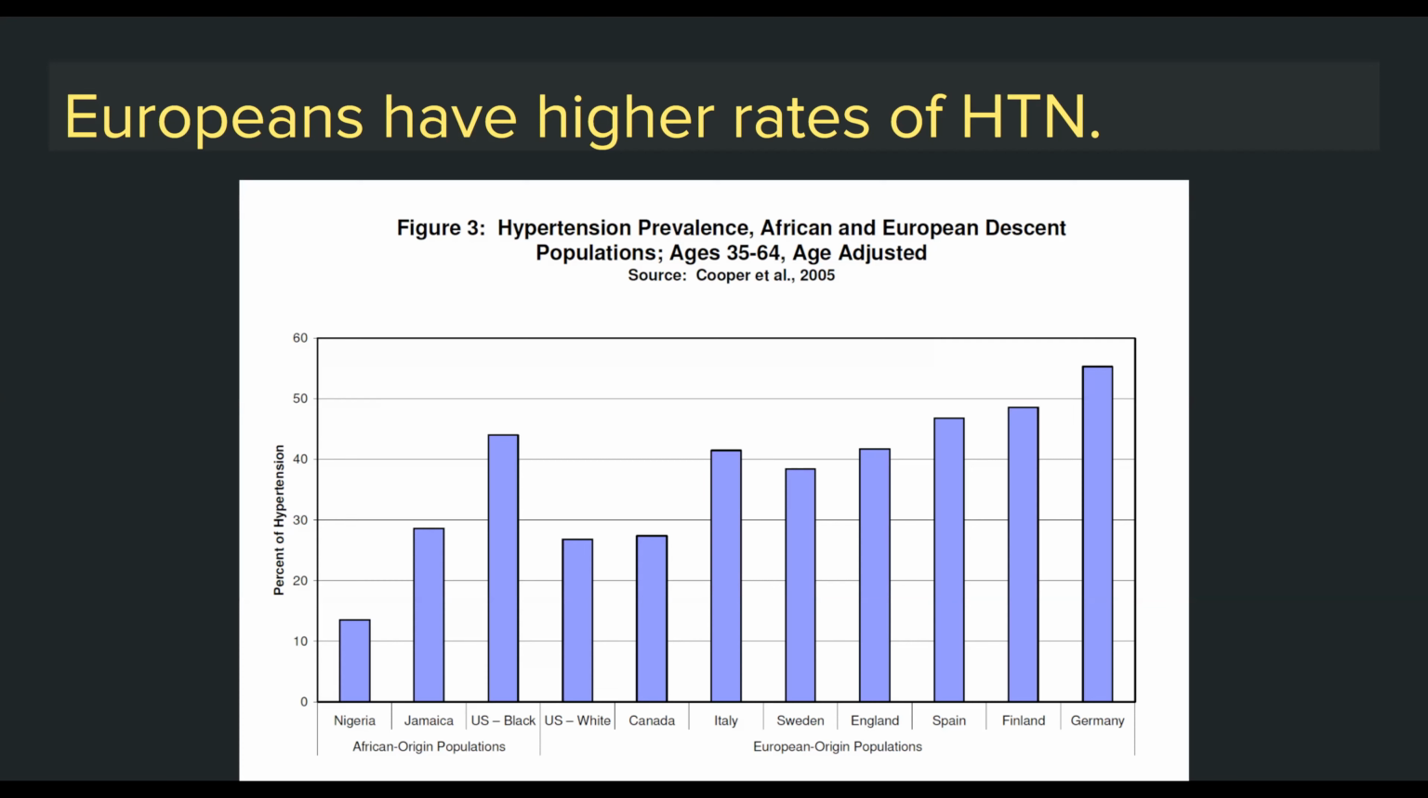Furthermore, going on the argument of ancestry, because that's kind of the next step that people tend to point to. Looking at hypertension rates among populations in Nigeria and Jamaica, what do you notice when you compare them to European populations? So the rates of hypertension are actually much lower in African origin populations. It's only in the US Black and the US white that you see this switch. So it's probably not ancestry either.